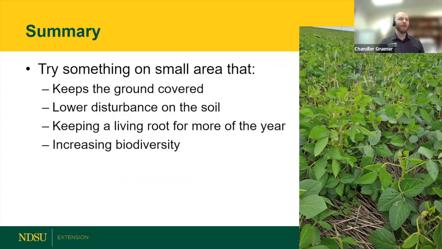So in summary, here's my last slide. Try something on a small area, like this producer here with a cover crop of cereal rye and then planting soybeans. They kept the ground covered, they lowered the disturbance of the soil, they kept a living root for more time of the year, and they also increased the biodiversity. That's important: just try something on a small area. Don't go too crazy or too big, and try to figure out what works with your system, what you like, and what really works out for you and doesn't hinder you in different ways.